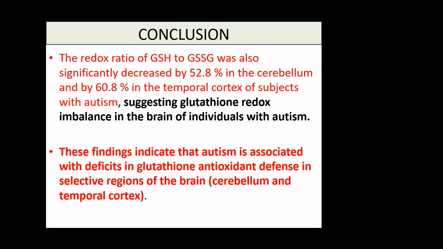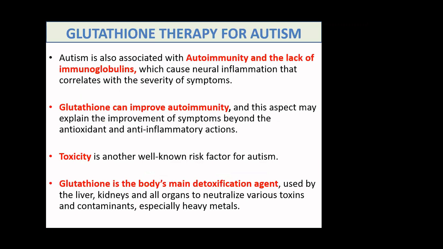So you have objective proof that the brains of autistic subjects or children have a deficiency in glutathione, especially of the active form of glutathione, causing an imbalance, right, in the active versus the inactive or oxidized form of glutathione. So with that in mind, boosting glutathione has been used as therapy for autism by some experts.